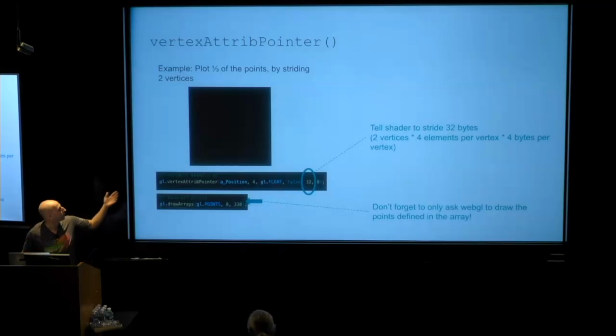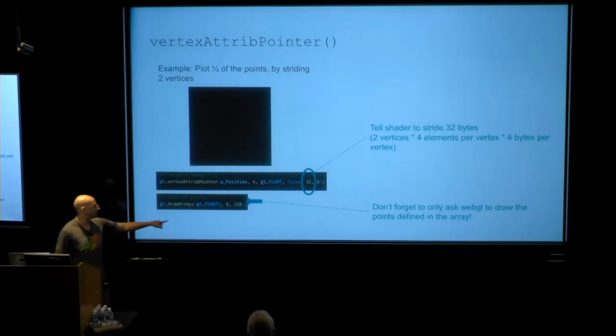So when you want to draw every third one, you're saying, okay, let's tell it how to stride differently. So you draw 1, you skip 2, you draw 1, you skip 2. But the number is 32. I thought you said skip 2. Well, it's 2 vertices, but each vertex is 4 elements, and each element is 4 bytes. So that's 32. You're saying how many bytes in that memory do you want to go down?